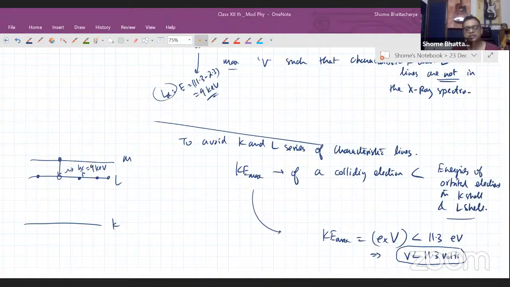So if your incoming electron only has energy of less than 11.3 electron volt, it will never be able to rip out an electron from the L shell, let alone the K shell, because for K shell, it requires even more energy. So it should have energy less than 11.3. That's why.